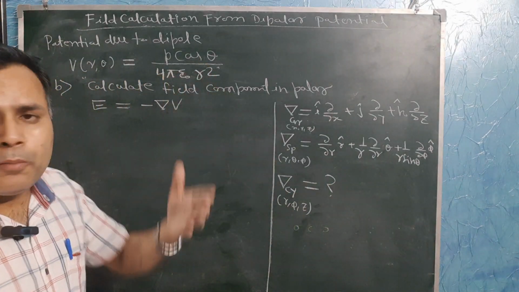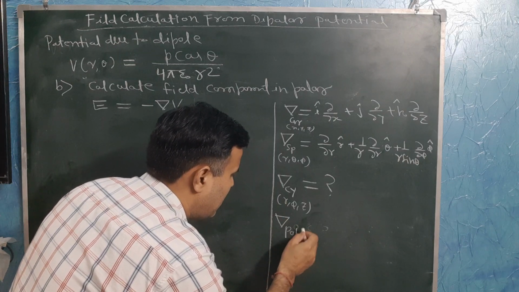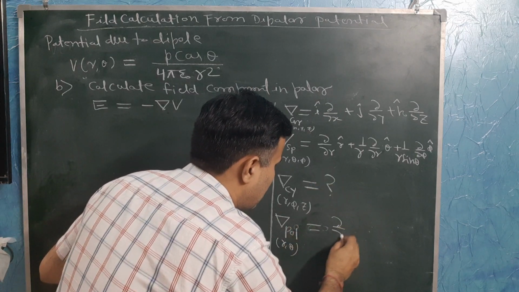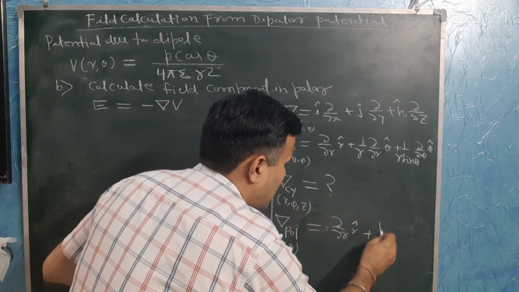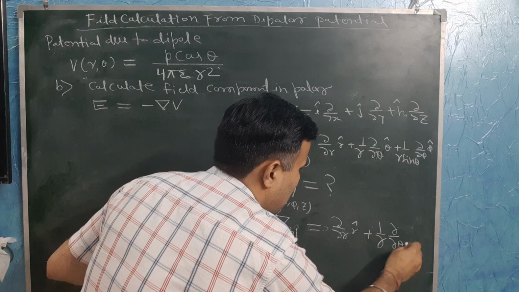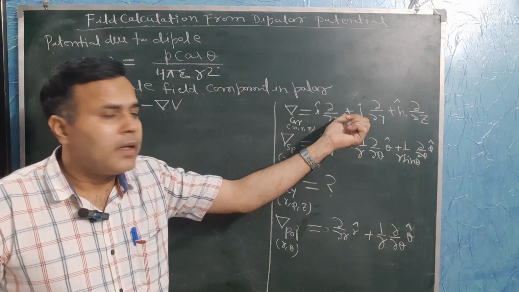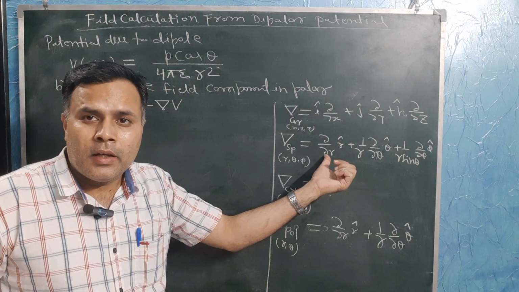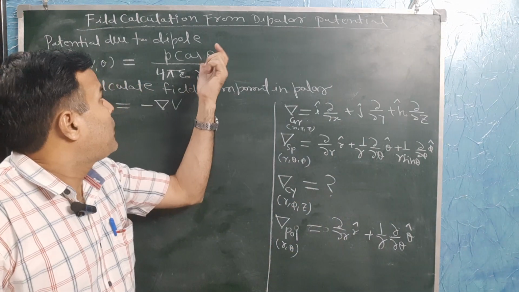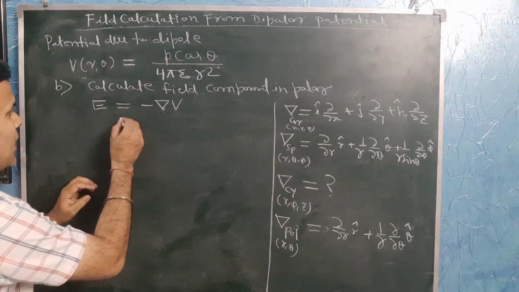In this case we have only a polar profile, so we can write our del in polar coordinates. What is the profile? Del in polar, meaning the r theta coordinate system, is simply del by del r r cap plus 1 by r del by del theta theta cap. This is our del. Earlier in Cartesian our del is this, in spherical our del is in 3D, but in 2D our del is only in r and theta. So we have a potential profile only in r and theta, so we can consider our del simply in r and theta.